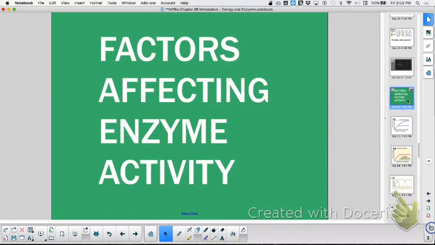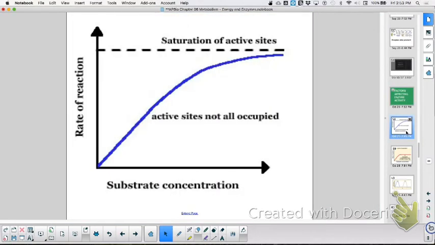Now, factors that affect enzyme activity. We've already talked about one, okay? And you did a lab on the very first one. You did substrate concentration. And I'm betting in all of your labs that your reaction rate was much higher at 3% than it was at 1.5%. Is that accurate? Yeah. Okay.